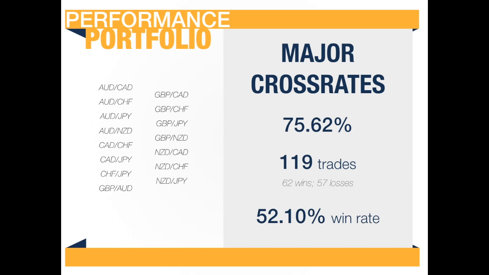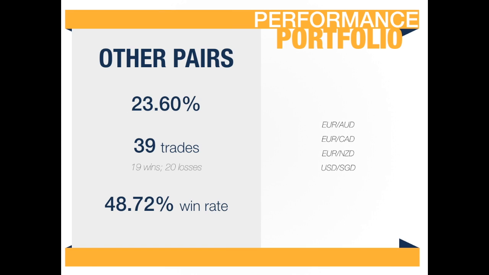And of course, you can see on the left hand side of these slides all the currencies under this portfolio itself. And there are some currency pairs that are not under the major pairs nor the major cross rates, and we term them the portfolio called other pairs. Basically they are Euro Aussie, Euro Canadian, Euro Kiwi, as well as the dollar Sing. These four currencies produce over 20% return as well, with 39 trades taken over the period of 8 months, with a win rate of just below 50%.